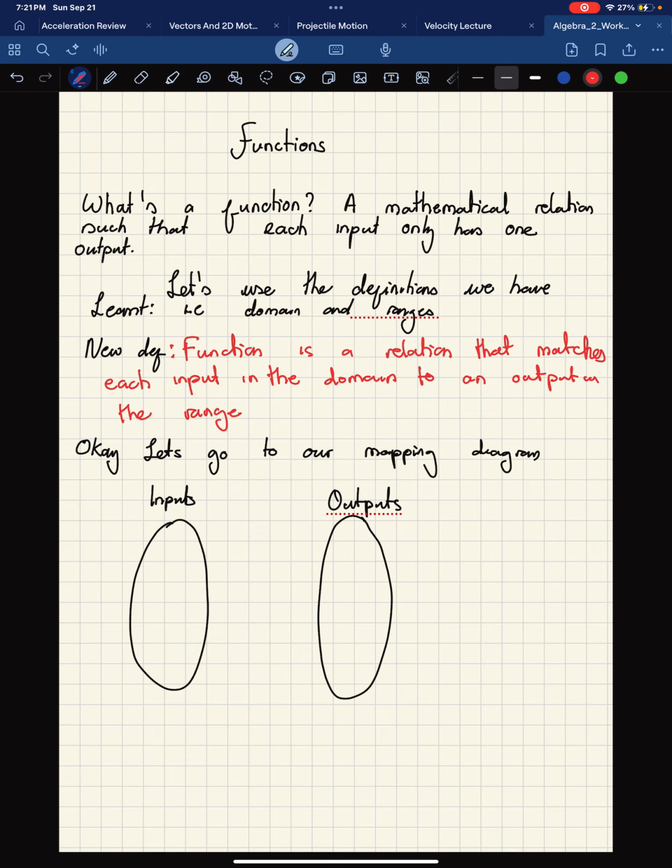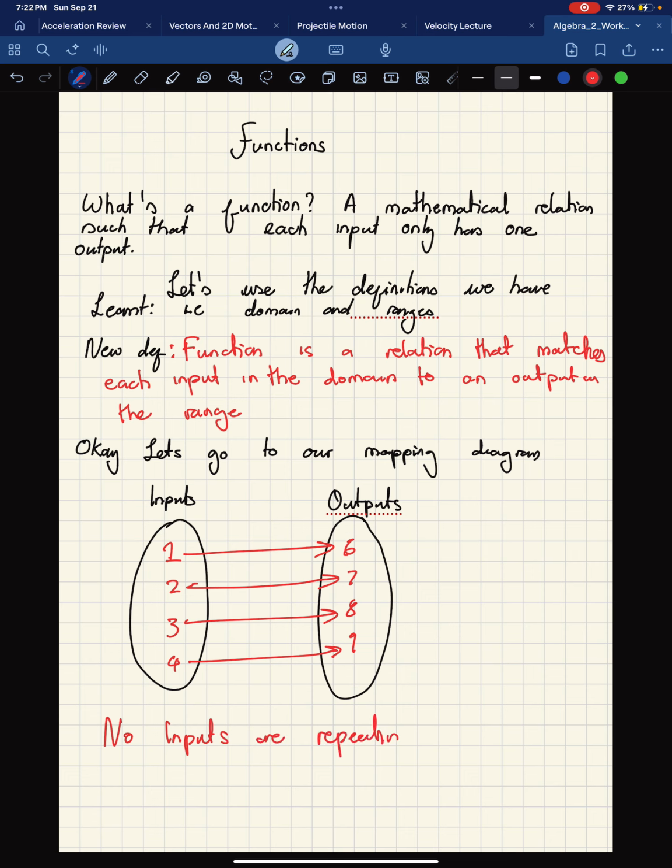So again, if you go to our mapping diagram, if you remember these guys, let's say we have something like this, 4, and then we have 6, 7, 8, 9. If it maps out like that, nothing is crossing per se. So long as nothing is crossing, no inputs are similar. As long as no inputs are repeating, we have a function. Awesome.